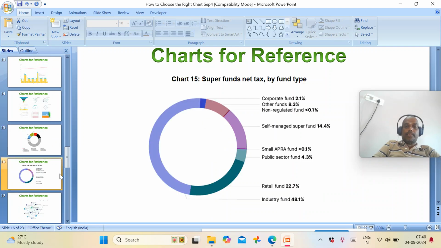So this is a kind of representation of your donut chart. See, one thing I would like to mention here is to always sort your things in ascending order, in an increasing order, because that will give you a good view of which are the bigger items actually.